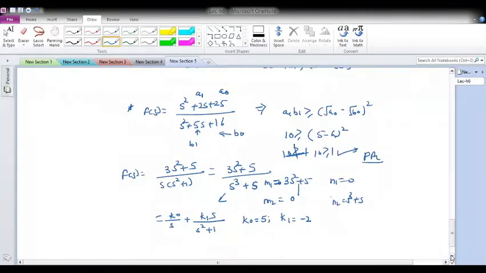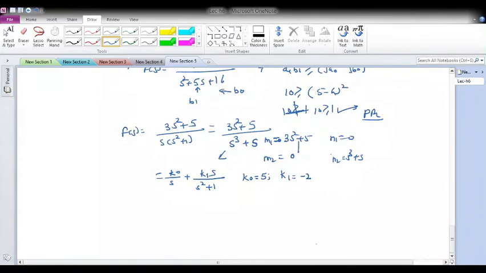So basically the residue is not positive here, that's why this f of s is not PR.